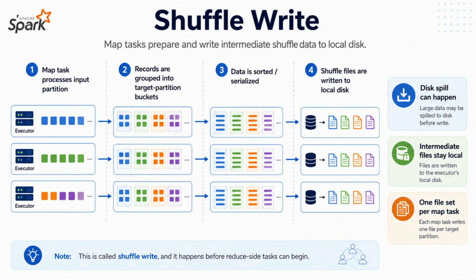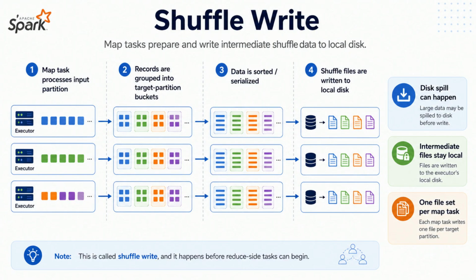First, each map task reads and processes its input partition. This means that the data assigned to a specific map task is loaded into memory, and the task begins processing it according to the logic defined in the application. Once this is done, the next step in the shuffle process begins.